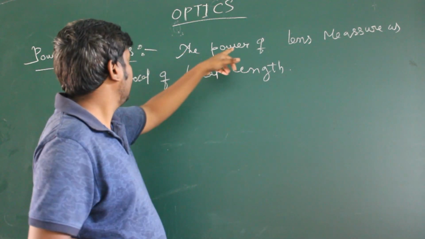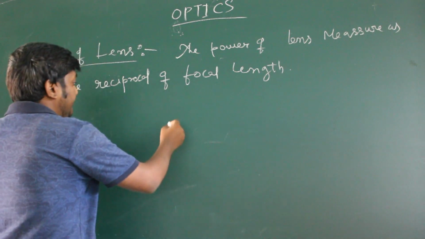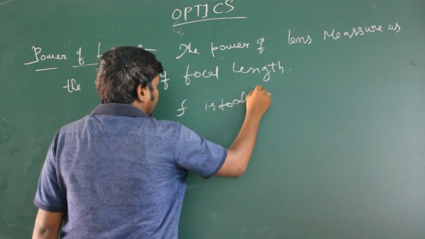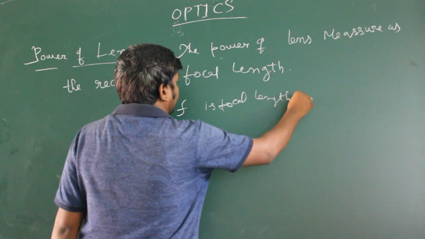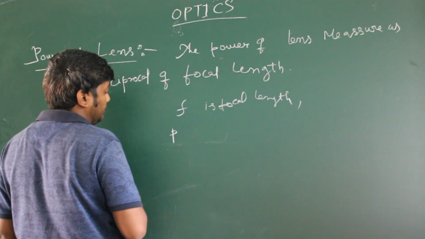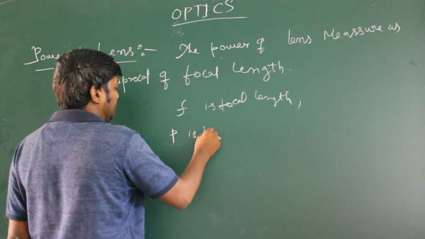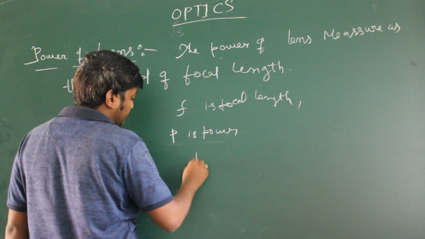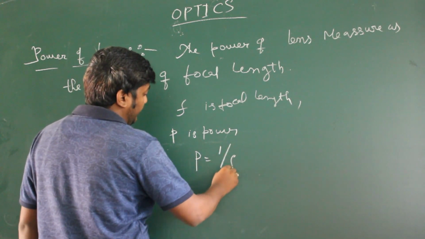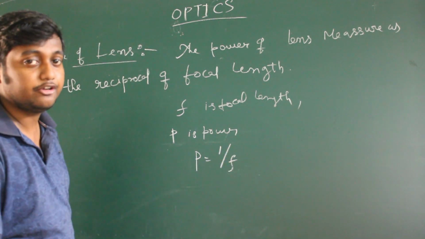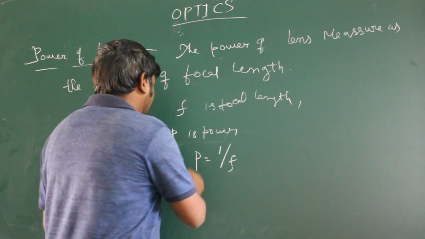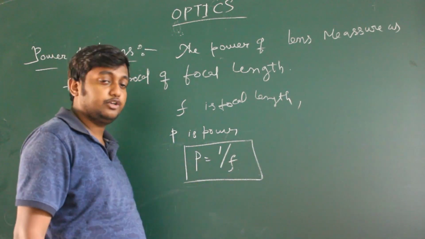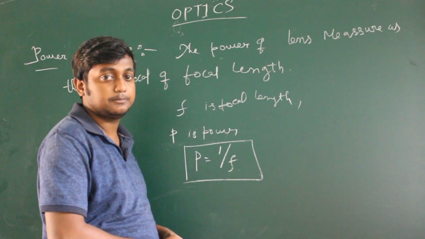Now, if f is the focal length and P is the power, then according to the definition, P equals 1 by f. P equals 1 by f. By this equation we can measure the power of a lens.